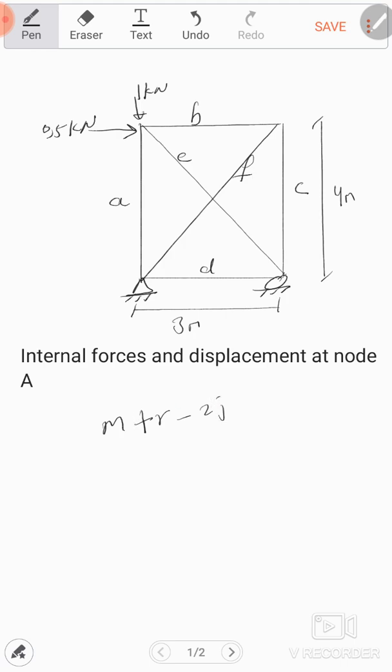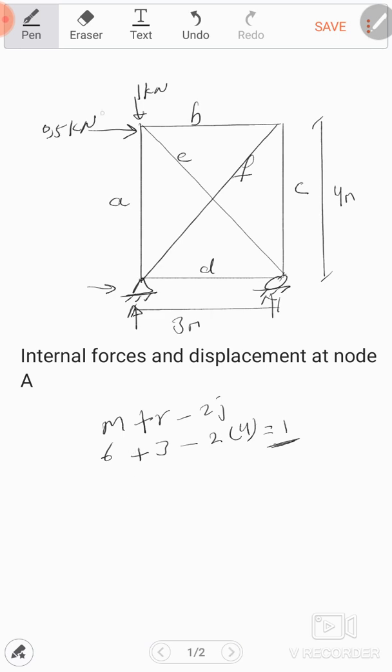M is the number of members. We have 6 members. Plus R, we have 3 reactions, because in this joint we have 2, horizontal and vertical, and on the roller we have 1, so the total is 3 reactions. Minus 2j. J is the number of joints. We have 4. The result equals 1. So we have 1 degree. That means the structure is indeterminate, and we should also release one part of the structure.